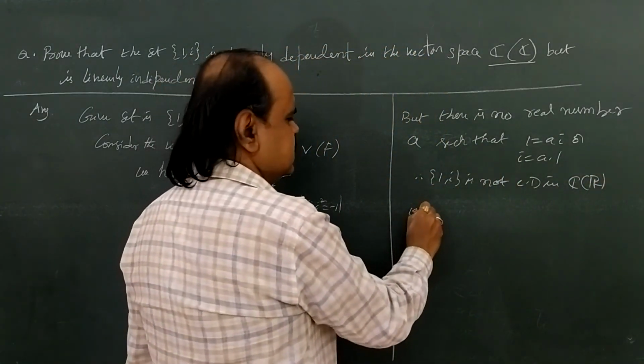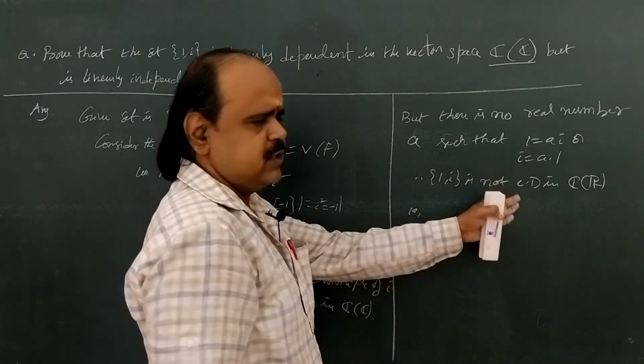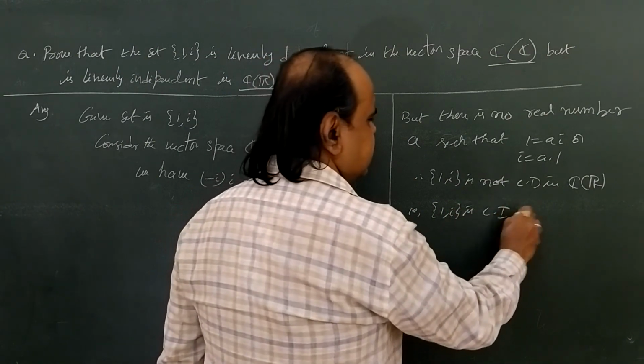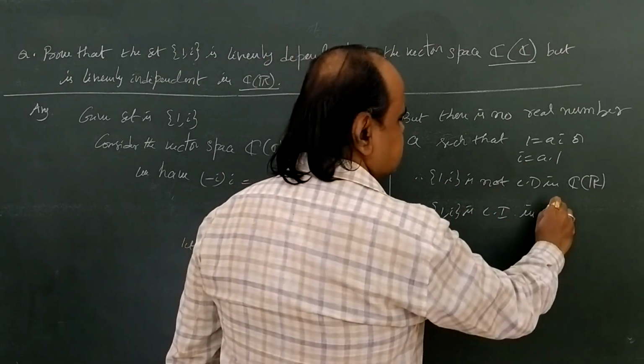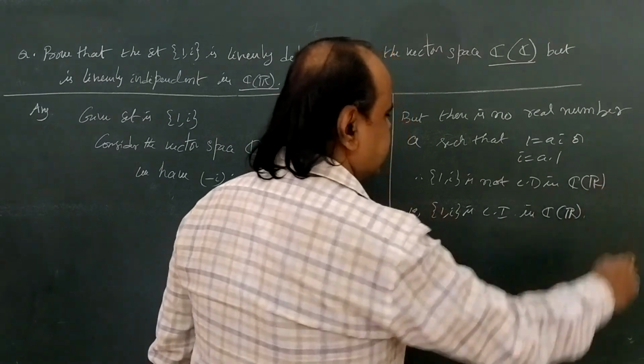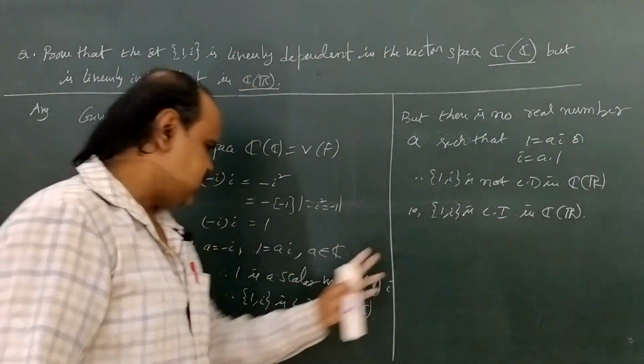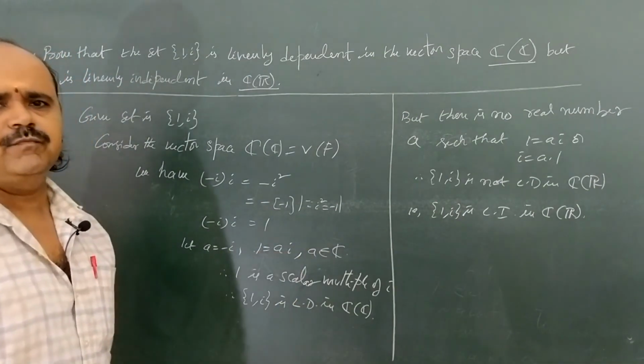That is, LD కాకపోతే ఏమవుతుంది, LI అవుతుంది. If it is not LD, it is LI. Therefore {1, i} is linearly independent in C of R. We cannot write one vector as a scalar multiple of the other in C of R, but here in C of C we can write it.